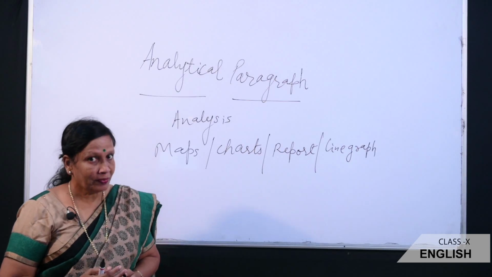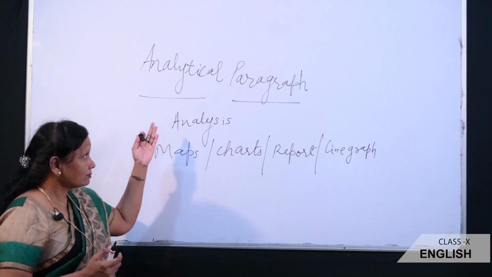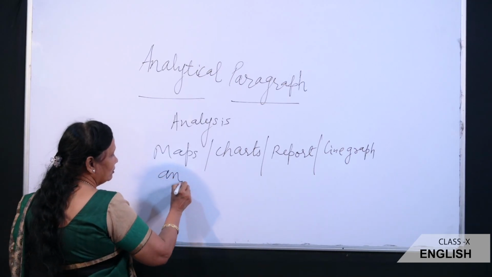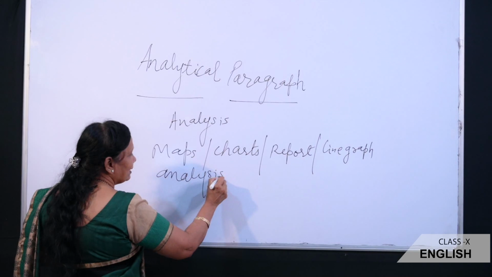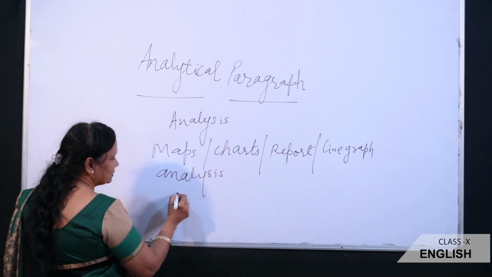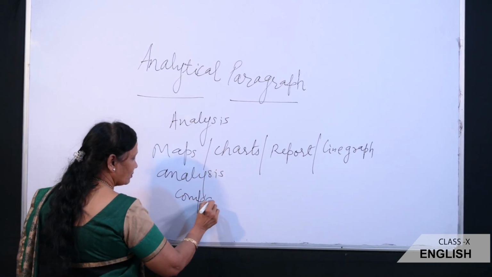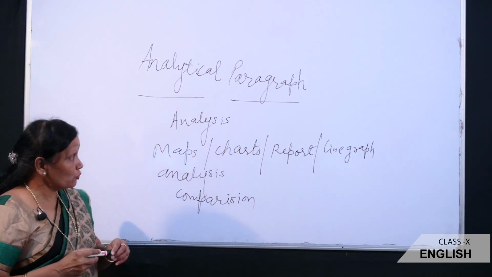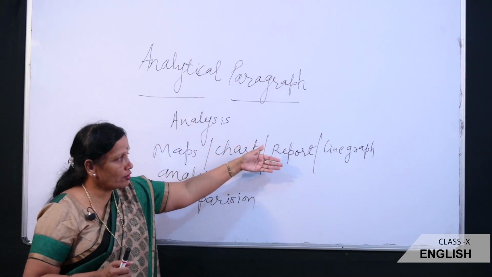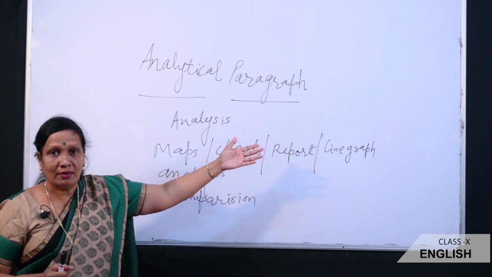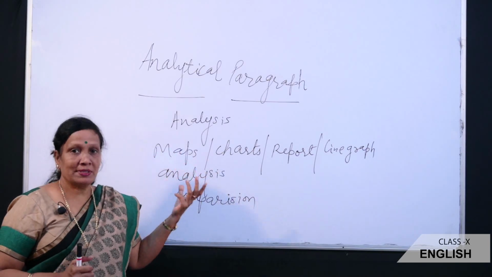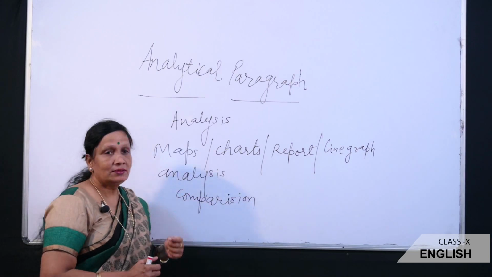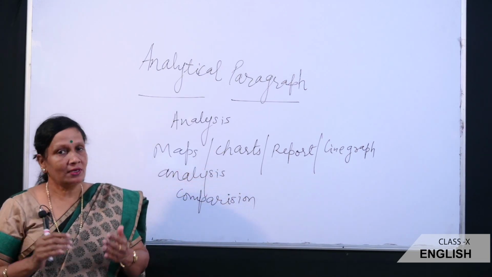after analyzing it. And I had also told you that two components of analytical paragraph are, one is analysis and the second is comparison. So what you do whenever you get any map, chart, report or line graph in which facts are presented, and you need to analyze those facts and then compare them and then arrive at conclusions.